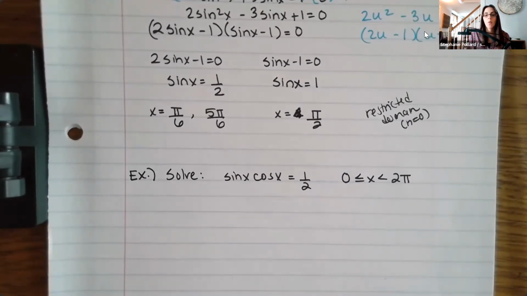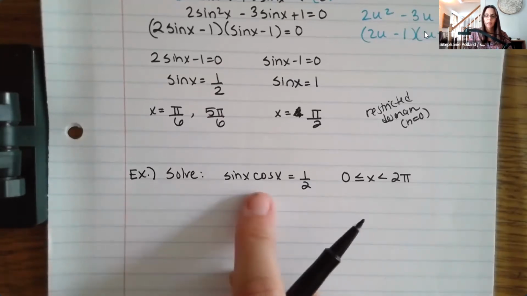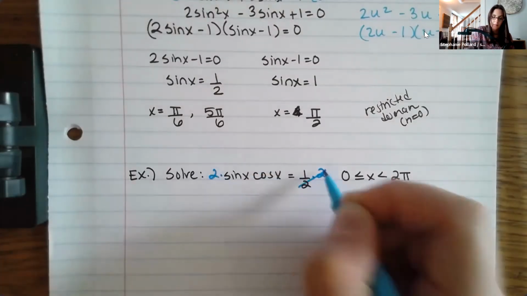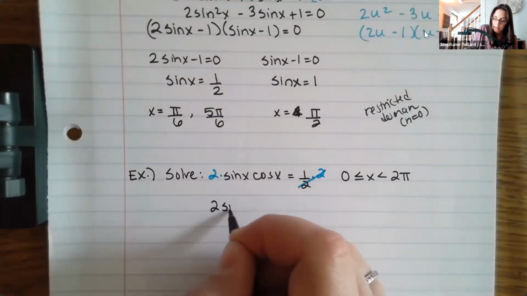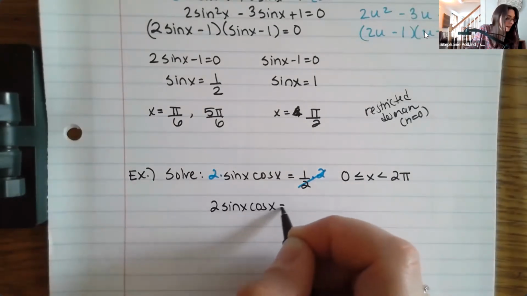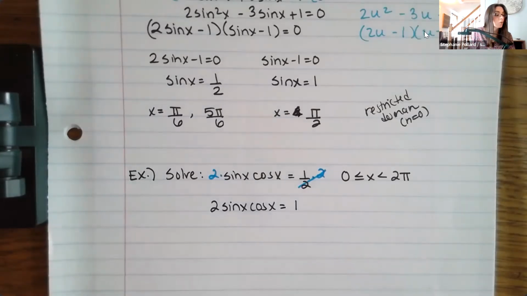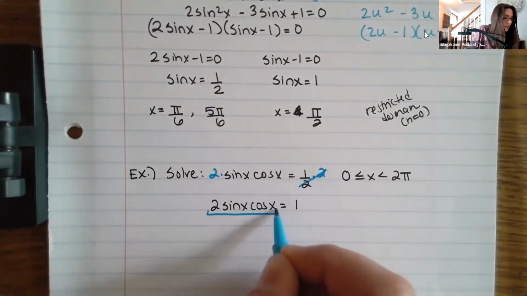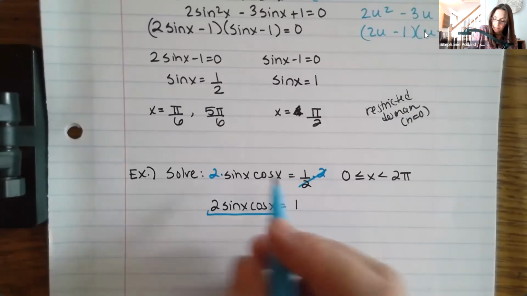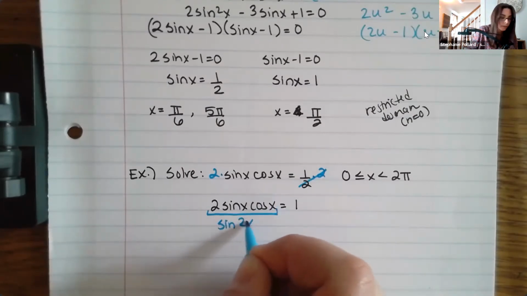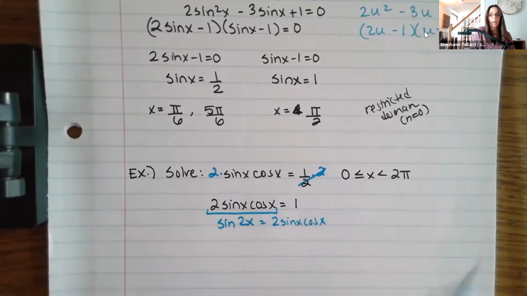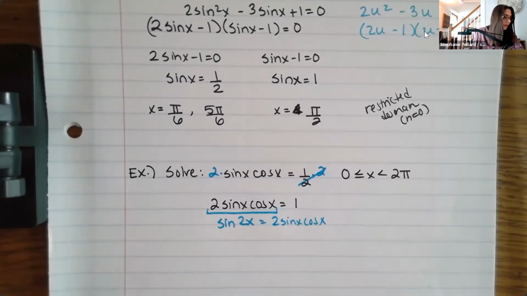Now, here's an example where we are going to use an identity, but it's not quite ready yet. So hopefully this is looking a little bit familiar, but it's missing a piece. If I multiply both sides by 2, what I end up getting is 2 sine x cosine x is equal to 1. And then hopefully, if you remember back, this is the double angle formula for sine. So sine of 2x is equal to 2 sine x cosine x. So we're able to go ahead and make that substitution in there.